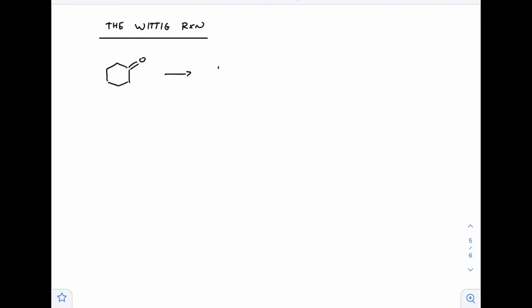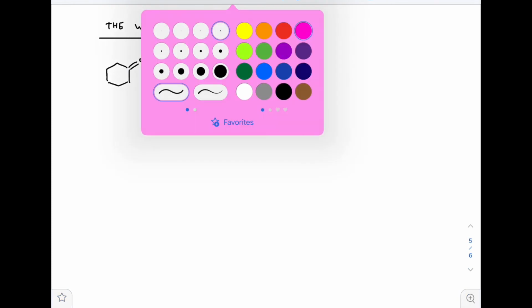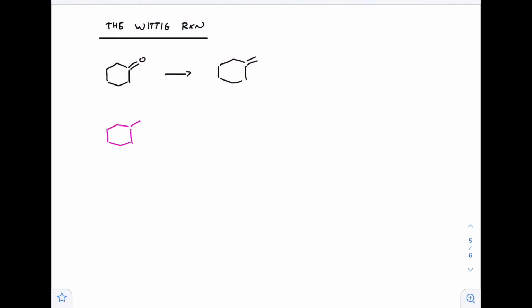Okay, so let's move on to the Wittig reaction. So you've seen this in lab already if you have lab, but basically a Wittig reaction creates a carbon-carbon double bond where we had a carbonyl once.